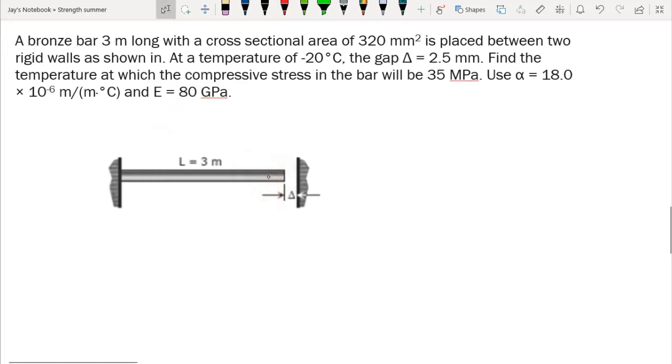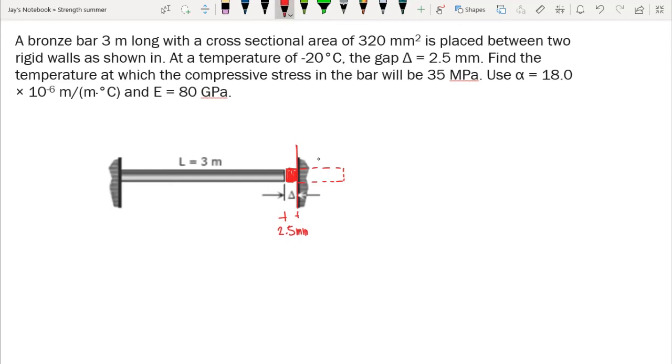Now, when we have a change in temperature, our bar will expand. So if we let our bar expand freely to the right side direction, we have this expansion here. Now, we know that we have the gap that is 2.5 millimeters, so our bar will expand freely up to this point. But since there is a restriction, the wall, instead of expanding further, it will just stop on the wall surface at this point here.